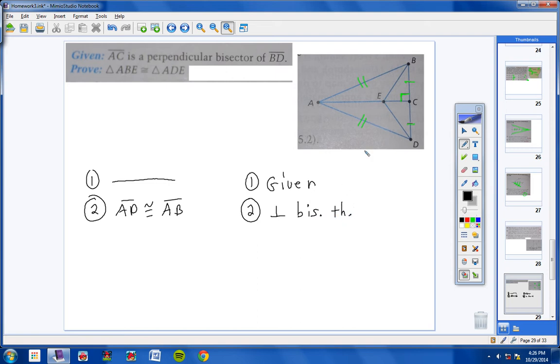Now here's what I mean by that. Look, we learned that if a point lies on a perpendicular bisector, and Mr. Earhart, how do you know that line AC is a perpendicular bisector? It's in your given right here. It was given to you, okay? So if a point lies on a perpendicular bisector, which point A does, then we know that it's equidistant from the endpoints. So we know this segment here is congruent to this segment here, okay?